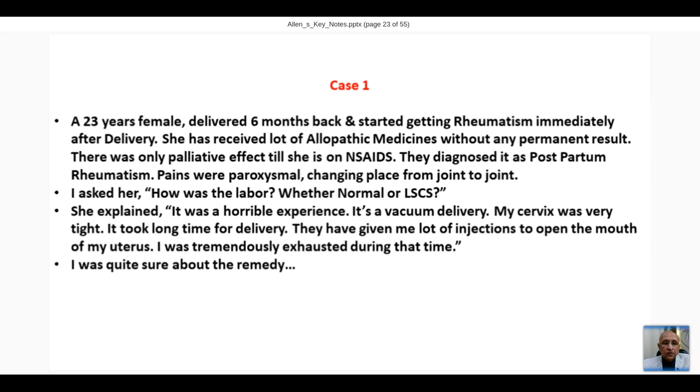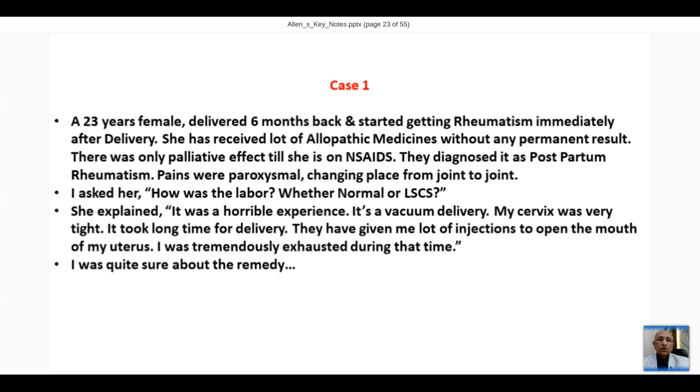A 23-year-old female, delivered 6 months back, started getting rheumatism immediately after the delivery. She has received a lot of allopathic medicines without any permanent result. There was only a palliative effect while she is on NSAIDs, non-steroidal anti-inflammatory drugs. They diagnosed it as postpartum rheumatism. Pains were paroxysmal, changing place from joint to joint. I asked her how the labor was and whether it was normal or LSCS.